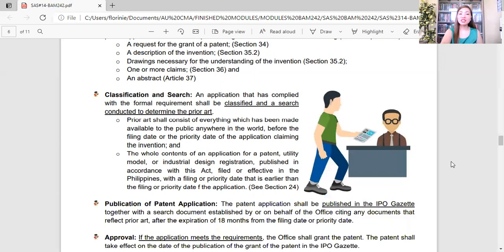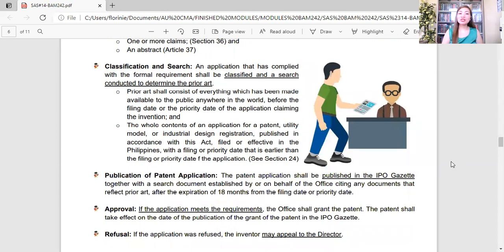Next, classification and search. An application that has complied with the formal requirement shall be classified and a search conducted to determine the prior art. So prior art shall consist of everything which has been made available to the public anywhere in the world before the filing date or the priority date of the application claiming the invention.